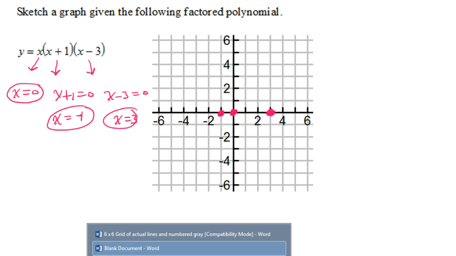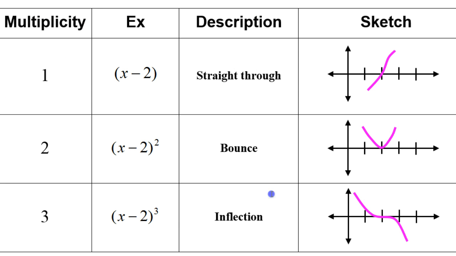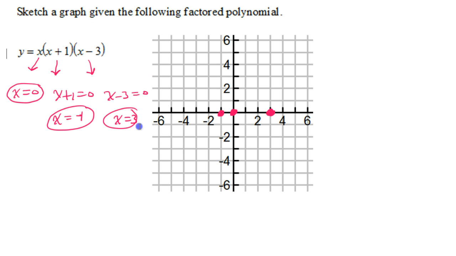Now, depending on the multiplicity, I can imagine how the graph will behave at each x-intercept. If I have a single factor, it passes straight through. If I have a double factor, it bounces off. If I have a triple factor, it forms an inflection. It sort of flattens out and then continues on through. In this case, each one is a single factor, so it should pass straight through each of these. So just keep that in mind. So I'm just going to remind myself through, and through.